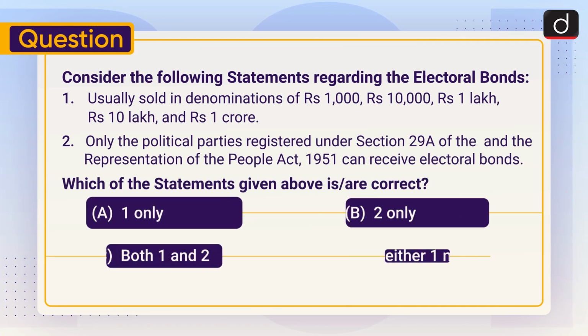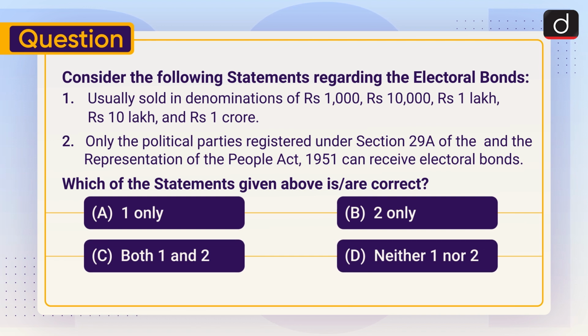Now it's time for the practice question. Consider the following statements regarding the electoral bonds. 1. Usually sold in denominations of Rs 1,000, Rs 10,000, Rs 1 lakh, Rs 10 lakh and Rs 1 crore. 2. Only the political parties registered under Section 29A of the Representation of the People Act 1951 can receive electoral bonds. Which of the statements given above is or are correct? 1 only, 2 only, both 1 and 2, or neither 1 nor 2?